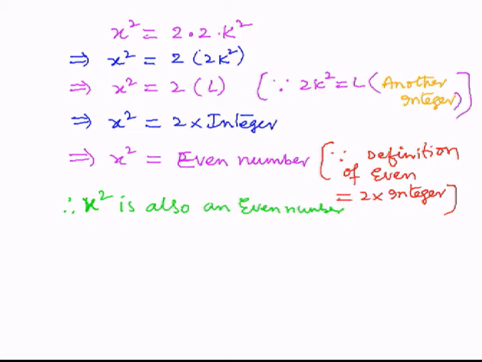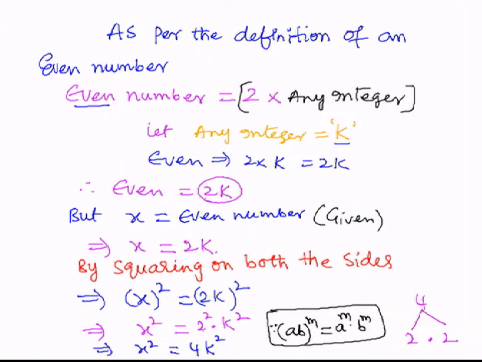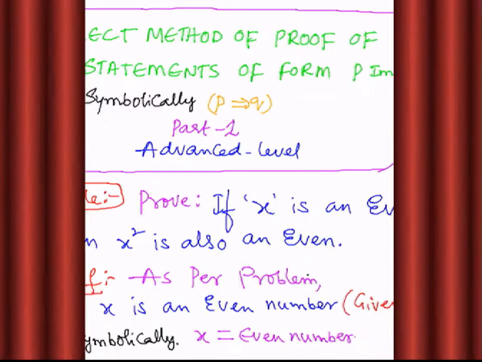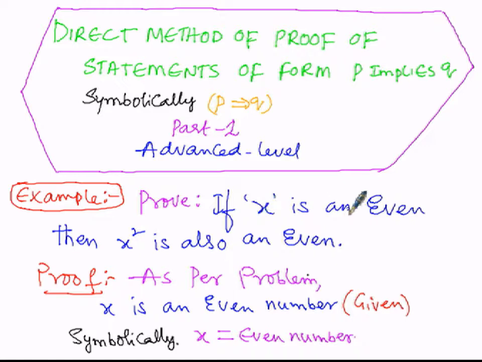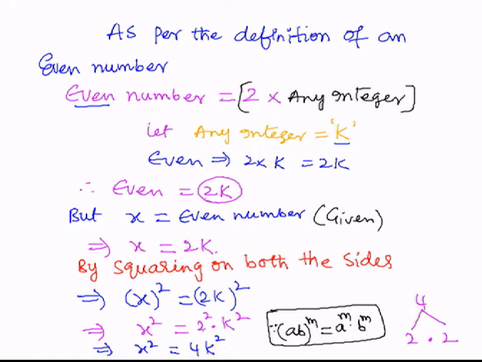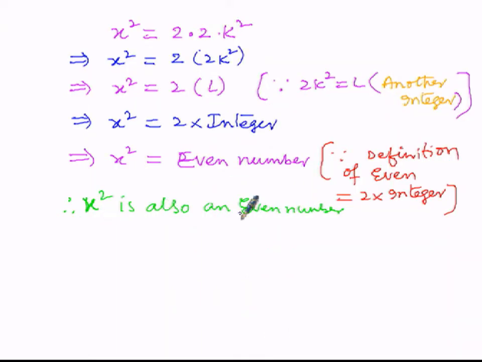So in the direct method of proof, we started with the condition that x is an even number as statement P, and we assume x square is also an even number as statement Q. We started the proof from statement P, and we have ended up with statement Q. Hence it is proved.